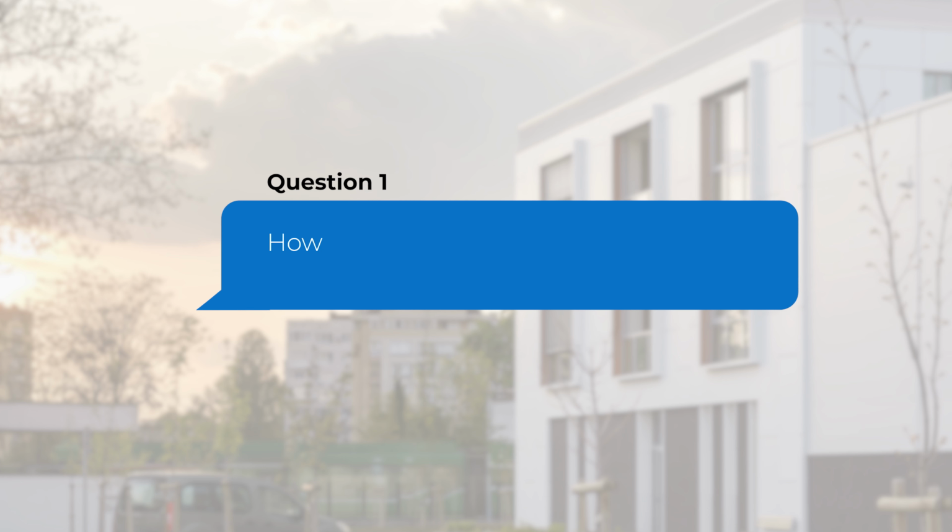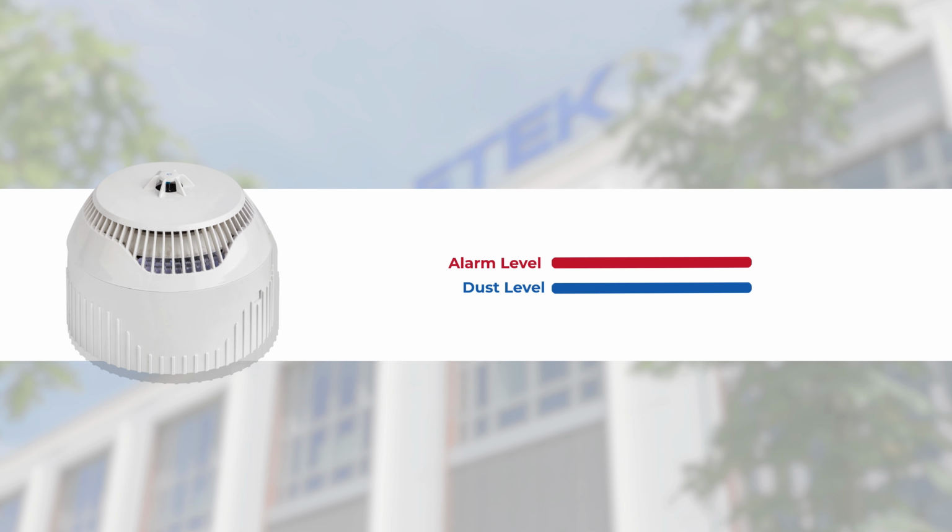In order to understand how it works, we first need to understand how the auto-compensation functionality of our smoke detectors works. As you can see on the graphic on your screen, every detector has a predefined alarm level which is defined during the manufacturing process. This is the level which, when reached, will trigger an alarm condition.